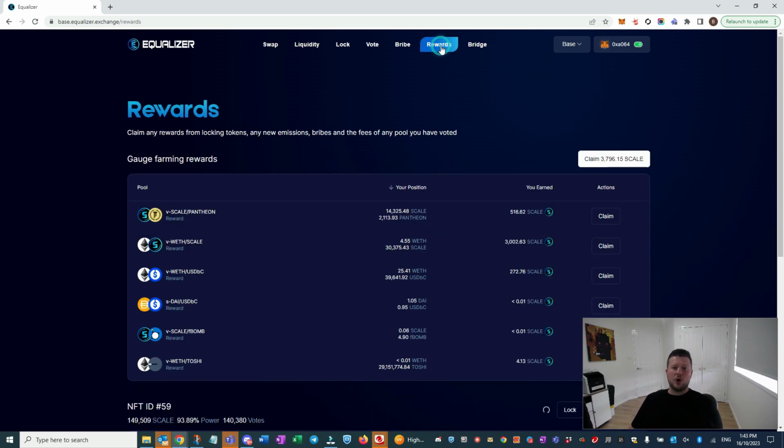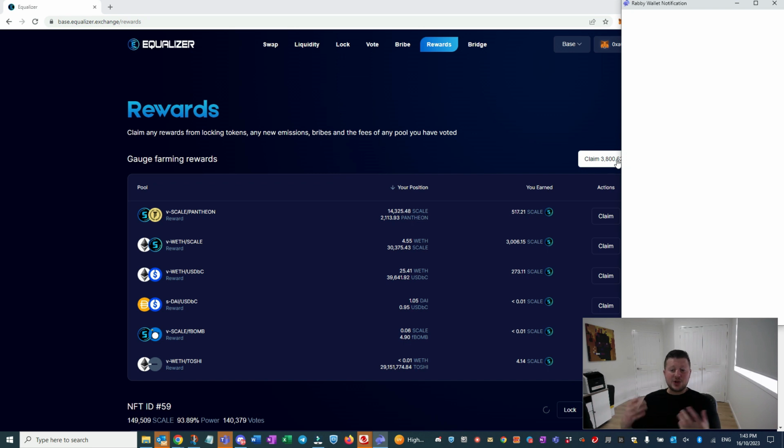Now I've got a few working here in the reward section at the moment. So I'm going to come on and show you, just by putting that ETH and scale together in a pool, I was able to generate 3,006 scale. So let's claim those, because I want to show you how easy it is.